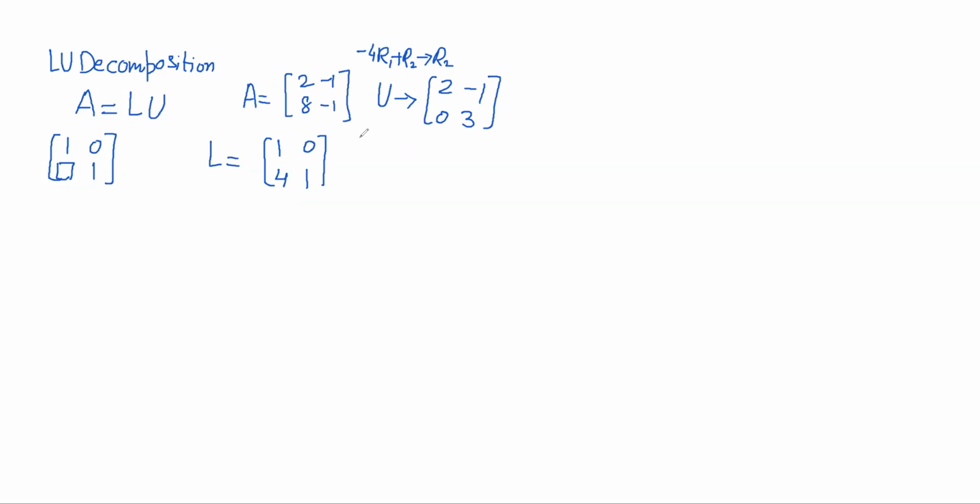So now we have already got L and U. This means that our LU decomposition for this matrix has been completed. We can verify it as well, just to make sure if it works or not. So I take L, this matrix 1 0 4 1, and then U as this matrix 2 minus 1 0 3, and then we multiply it.